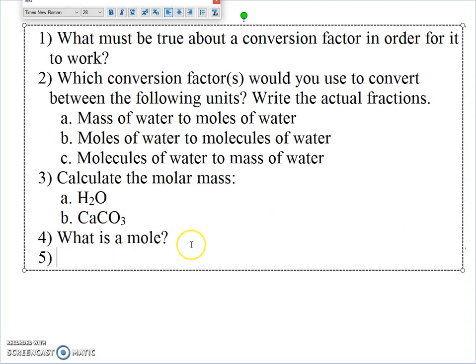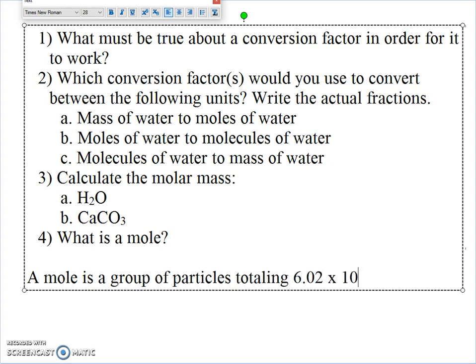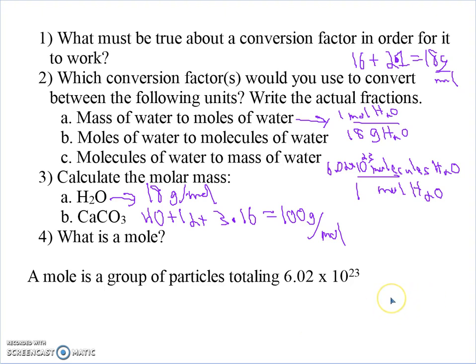And then what is a mole? That one I can just type. Whoa, everything disappeared. What is a mole? A mole is a group of particles totaling 6.02 times 10 to the 23rd. There you go. Alright, pause and replay as needed.